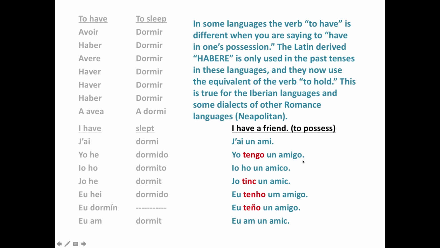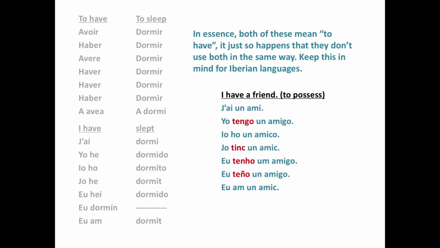In some languages, the verb to have is different when you are saying to have in one's possession. The Latin-derived habere is only used in the past tenses in these languages, and they now use the equivalent of the verb to hold. This is true for the Iberian languages and some dialects of other Romance languages, such as Neapolitan. So in Spanish, in Catalan, Portuguese, and Galician, you use this. In essence, both of these mean to have. It just so happens that they don't use both in the same way. Keep this in mind for the Iberian languages.